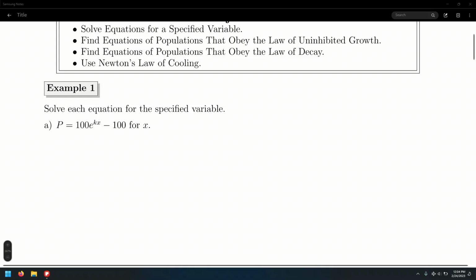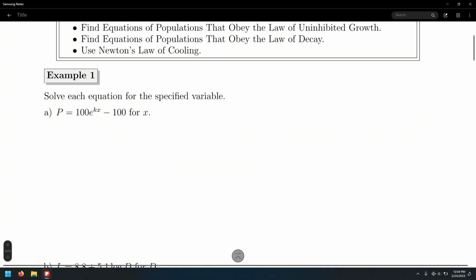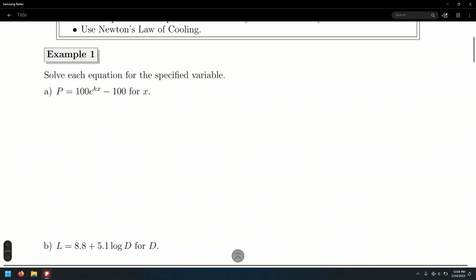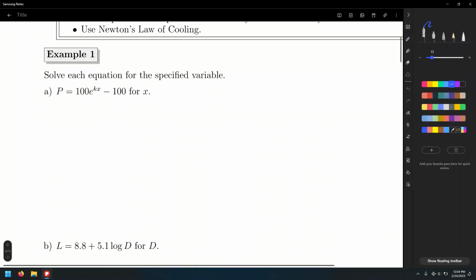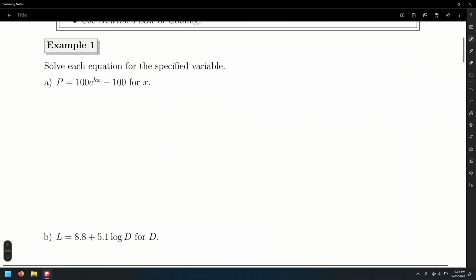What we did in the previous section was solve for the variable x. So we have one equation in one variable, and we were looking for the unknown x. In this case, we have a formula, or an equation with multiple variables, that's most of the time used in applications such as chemistry, geology, physics, and other engineering areas. In this case, they're asking us to solve for a specified variable.